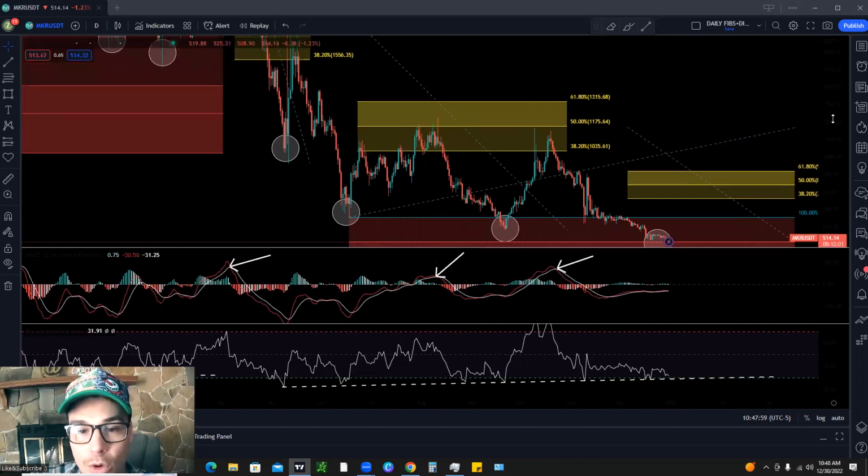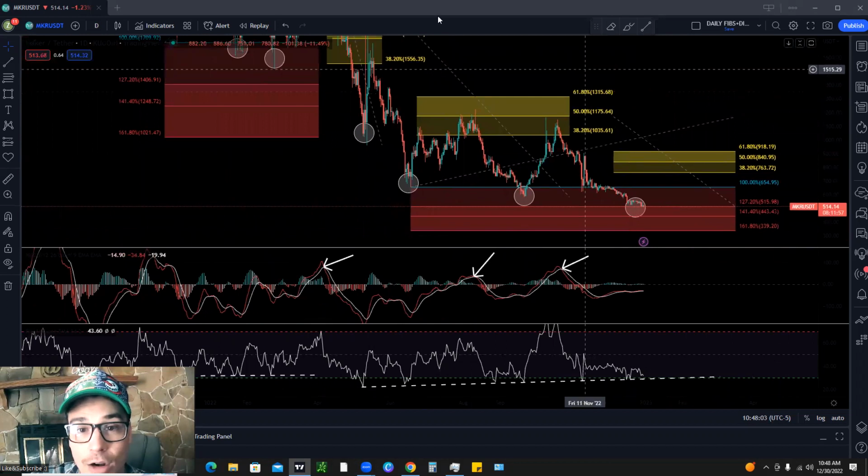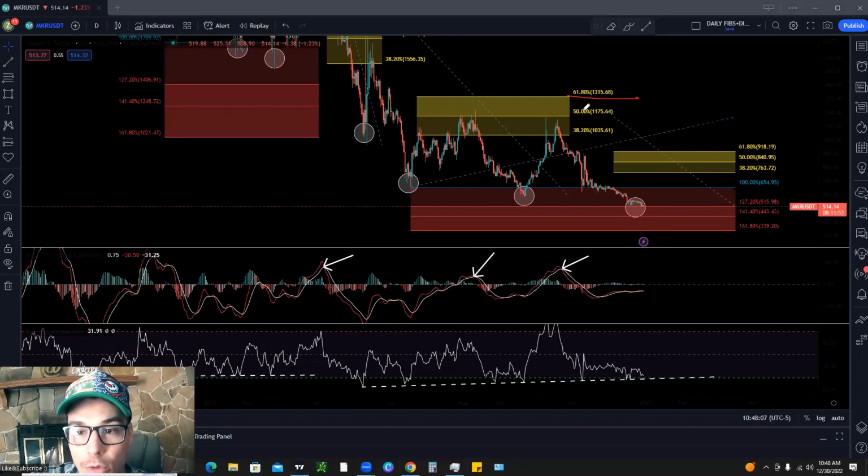Now, one thing I want to highlight is look at where we got rejected. We got rejected at our major retracement levels. Those are going to be the 61.8, the 50%, and the 38.2 retracement levels.